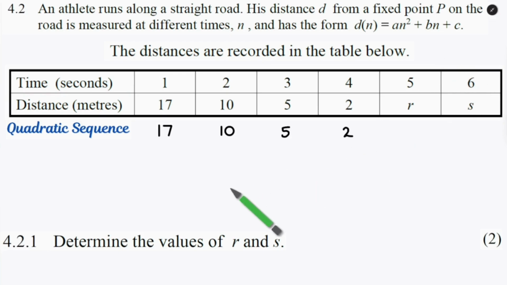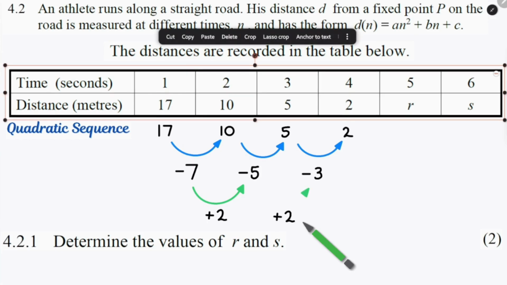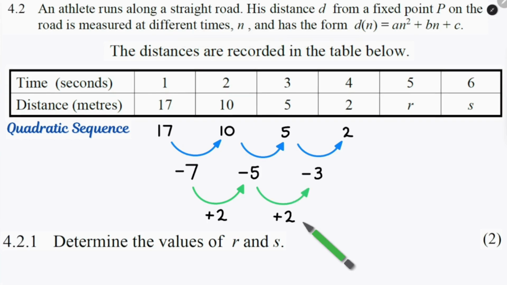So we need to start working on basically getting our upside down pyramid, or seeing what we do to get to the next term. So to get from 17 to 10, our minus 7. And then carrying on that trend, our minus 5 to get from 10 to 5, and then our minus 3. And now we can see a beautiful constant second difference emerging. I add 2 to get from minus 7 to minus 5. And once again, I add 2 to get from minus 5 to minus 3. So there's our constant second difference.